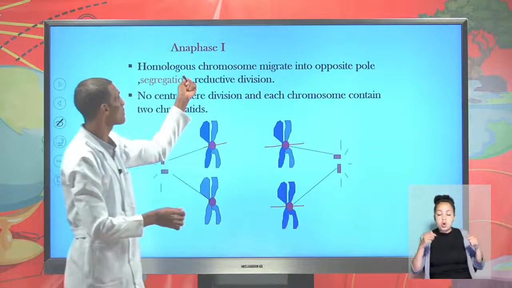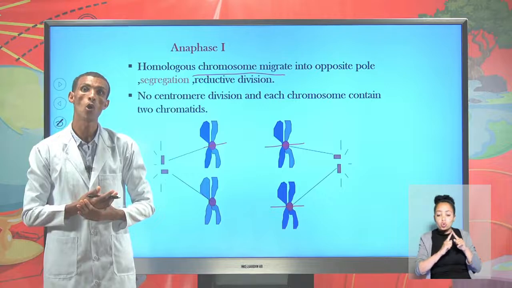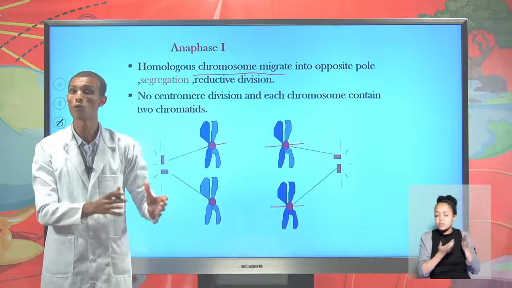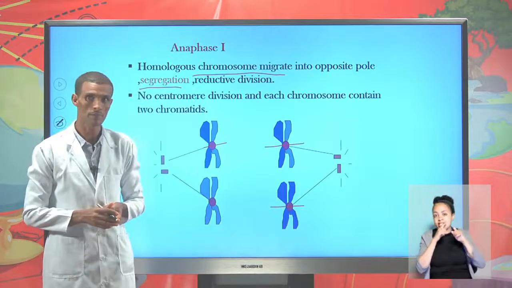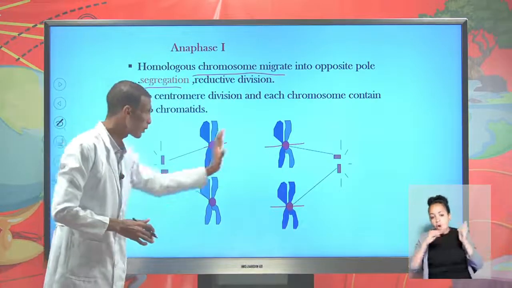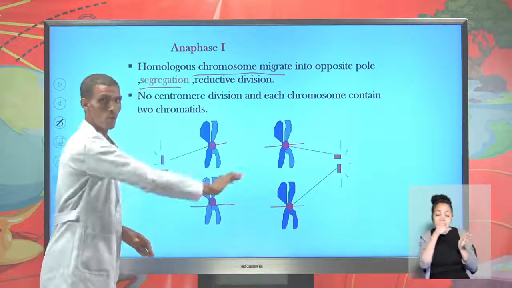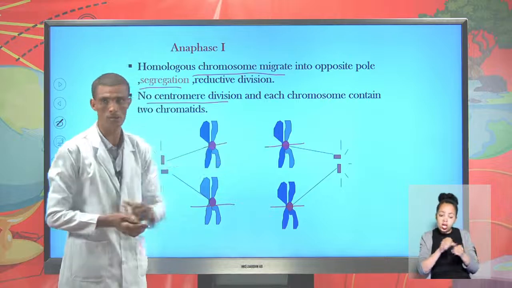When the homologous pairs are pulled or migrate to the opposite poles of the cell, we say it is anaphase I. When the homologous pairs segregate and separate from each other, the copy and the original, as they are attached by the centromere, move to opposite poles. There is no separation of the centromere. The centromere is still joining the homologous pair, the copy and the original.